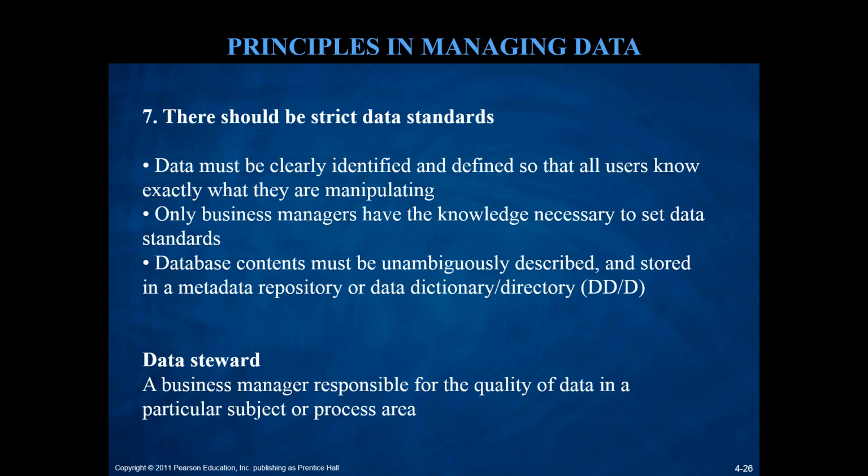Principle number 7: there should be strict data standards. How you identify data, how you name your attributes, what the rules are for ensuring integrity, and so forth. Typically there needs to be a specific person in charge of data quality and data integrity.